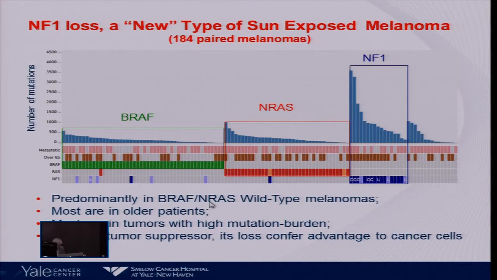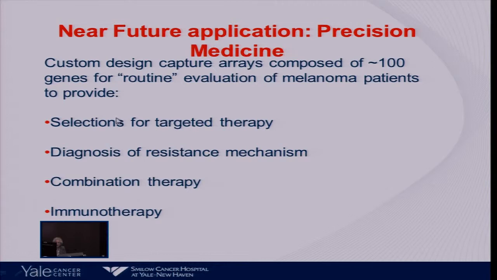So what do I think about the near future? There is a lot of effort that was given to sequencing melanoma. So what are we going to do now with all this information? What you might hear these days is precision medicine. Right now, we take the tumor as if all of them are alike, but in fact the melanomas are different, and we know that also from experience. So how do you further define this melanoma? The idea, and it's already in some institutes, is to identify, let's say, 100 genes for routine evaluation of melanoma patients that we know change the biology of the tumor.